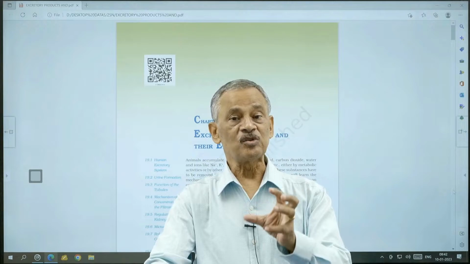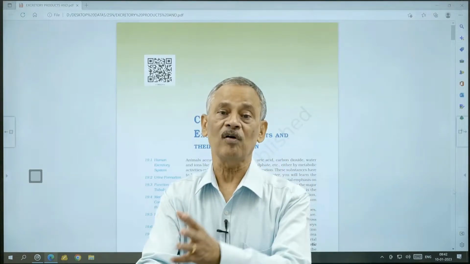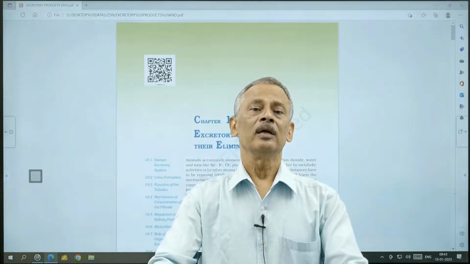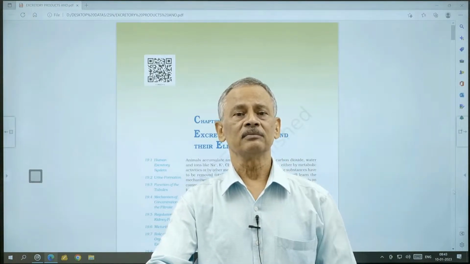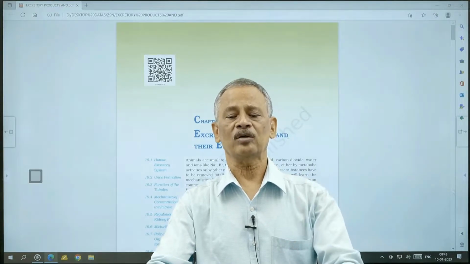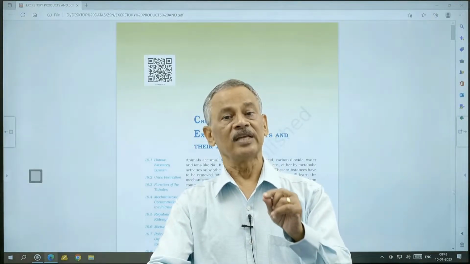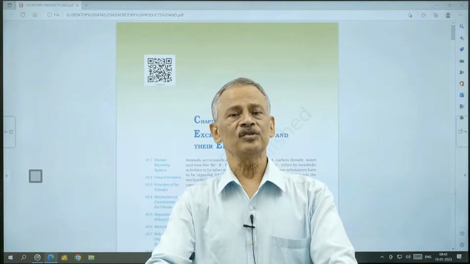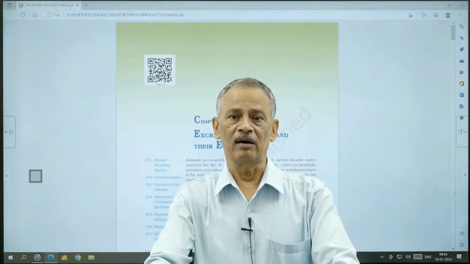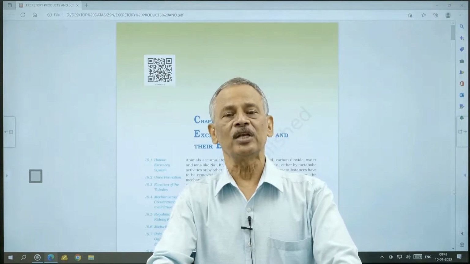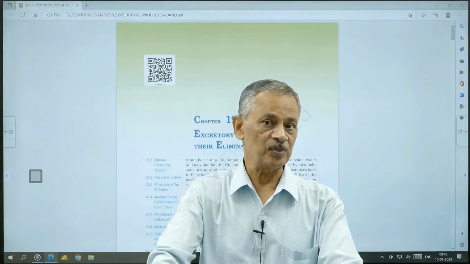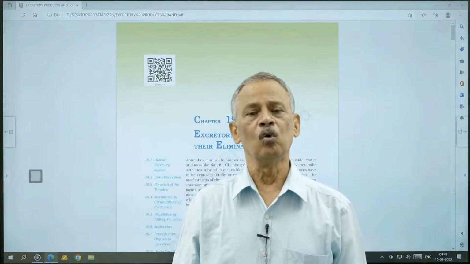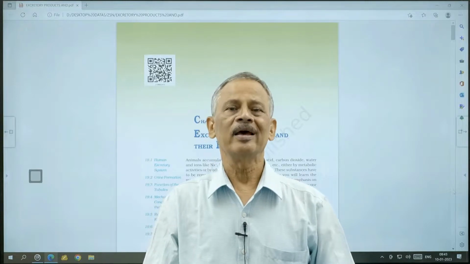So these waste materials are to be removed out of our body. Carbon dioxide is removed during breathing. When you are expiring, along with that air, we are sending carbon dioxide. Water is essential for our body. So the water produced can be used for body activities, whereas this ammonia and other nitrogenous waste materials that are produced. What is the nitrogenous waste material? Waste material in which nitrogen is present. That is to be removed, and their removal is called excretion.